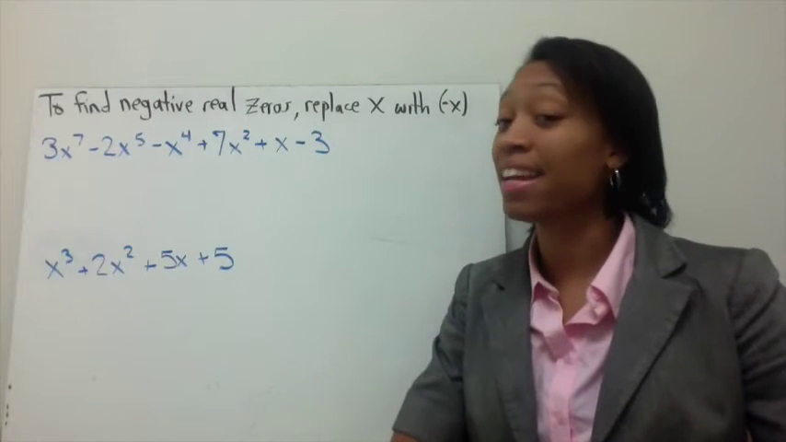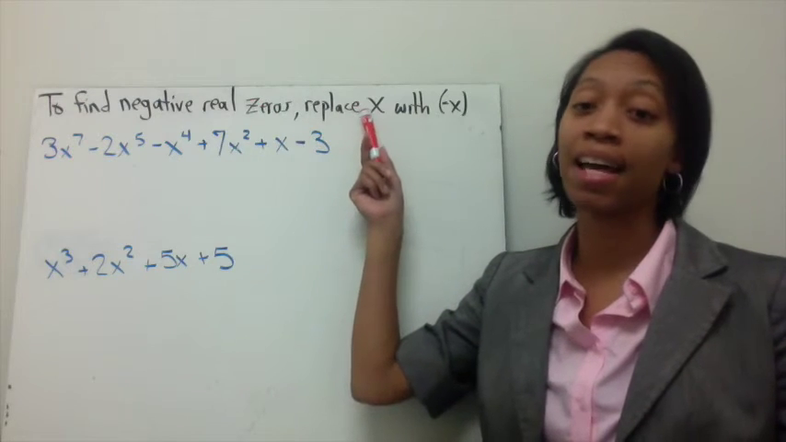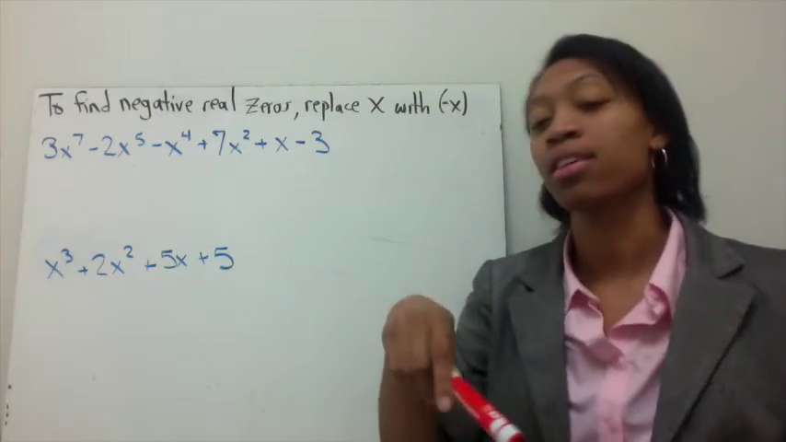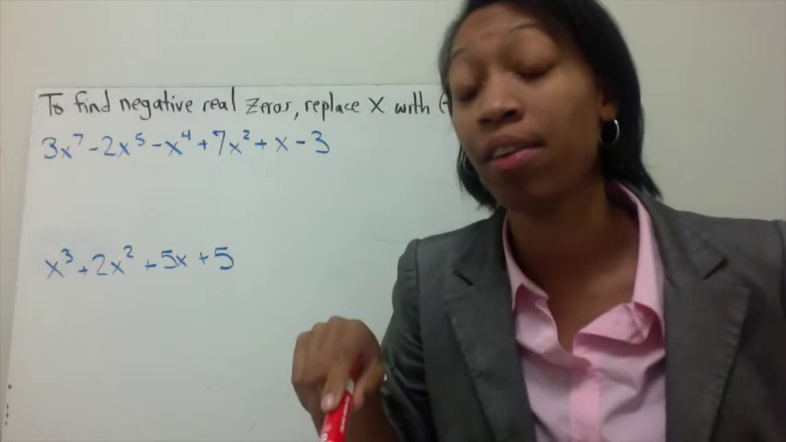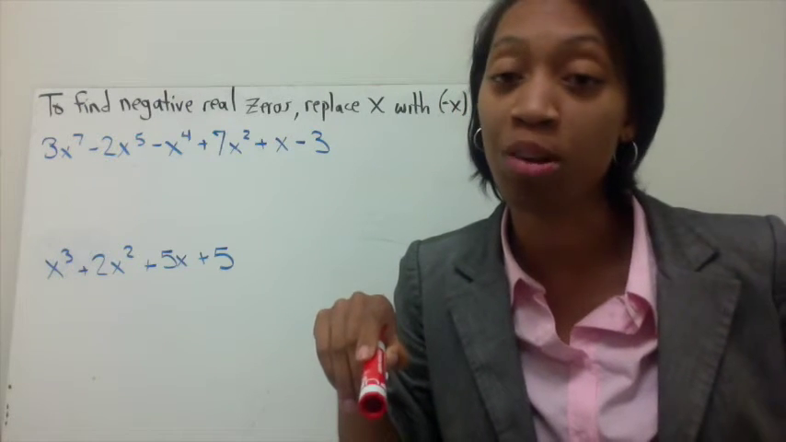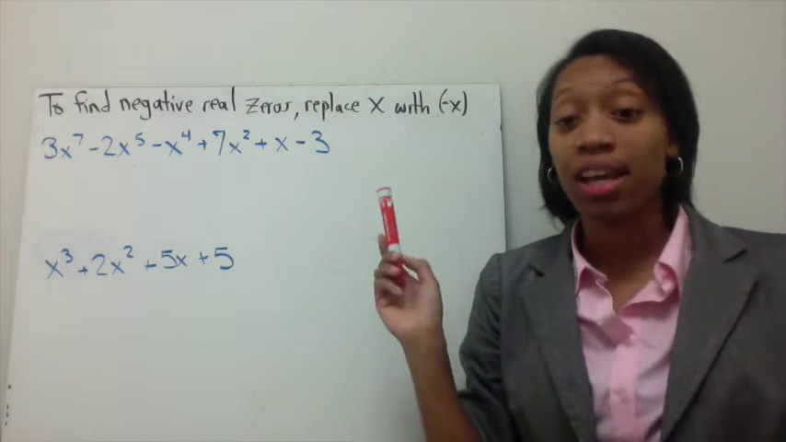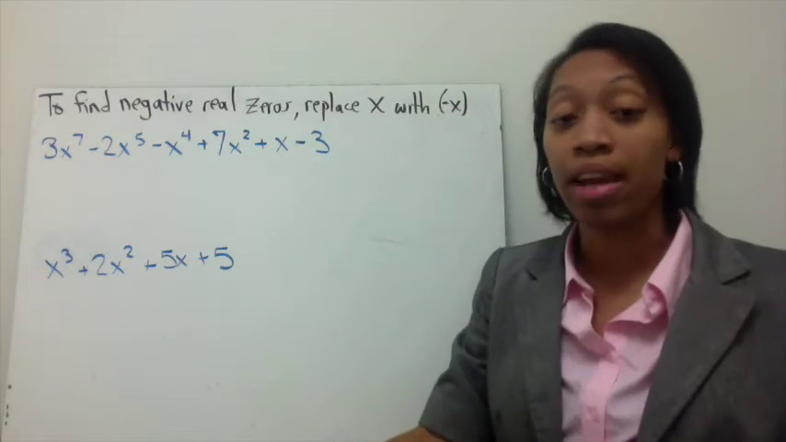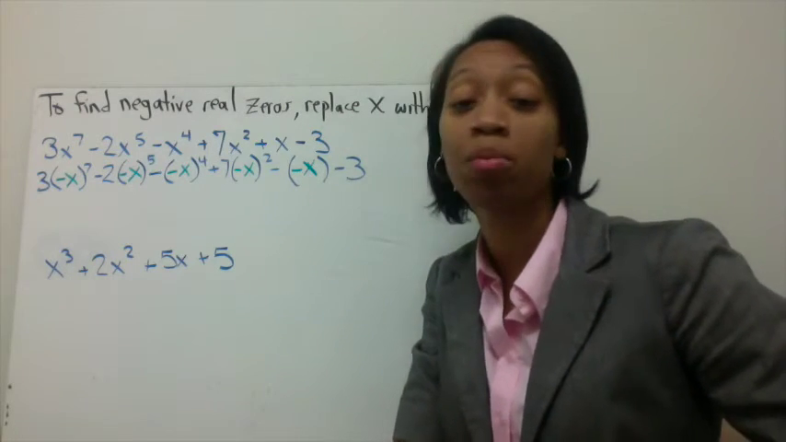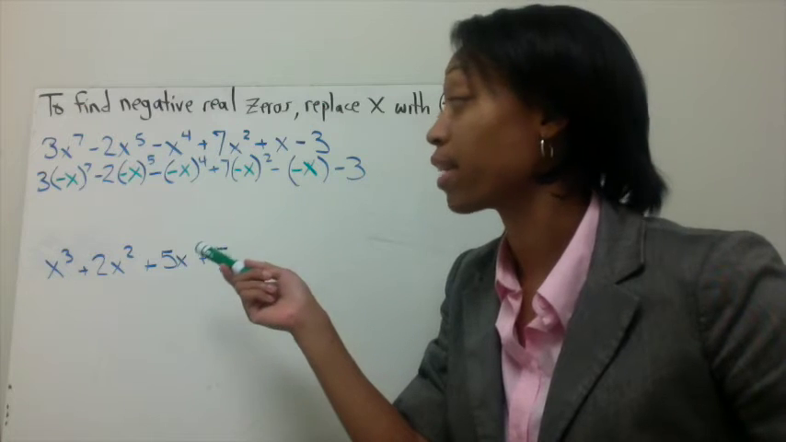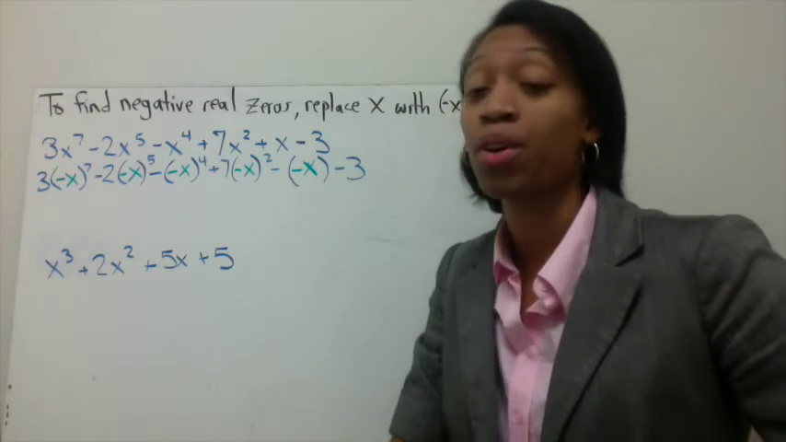Okay, now let's see if we can decide how many negative zeros the functions have. To find negative zeros, what you're going to do is replace the x with the negative x. Do you guys remember we've done this before, replacing the x with negative x, when we were trying to determine whether or not the function was even or odd? Just like that, we're going to replace the x with negative x. All right, so I have gone through and rewritten it, but I've replaced all of the x's with negative x's. So now, how does this change our function?